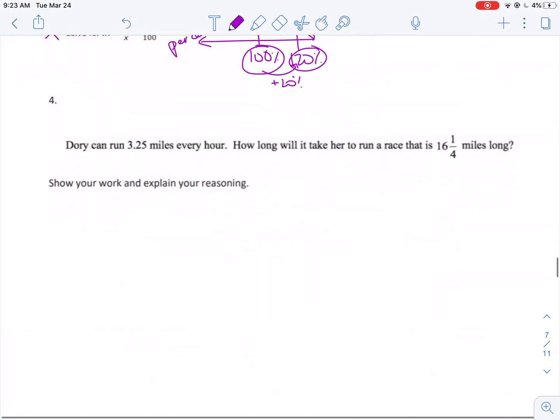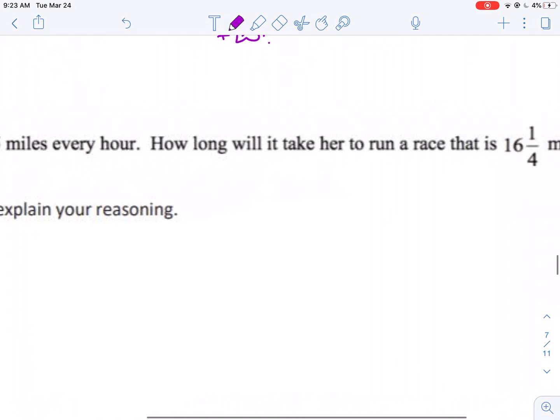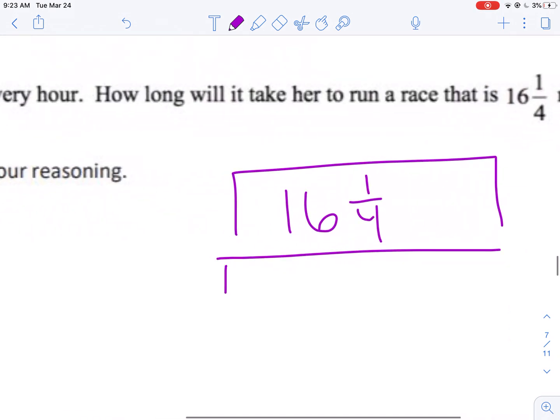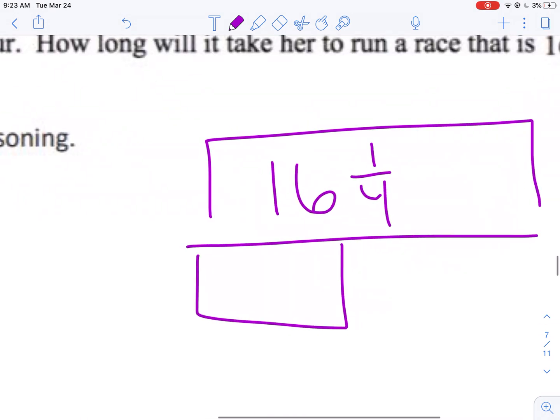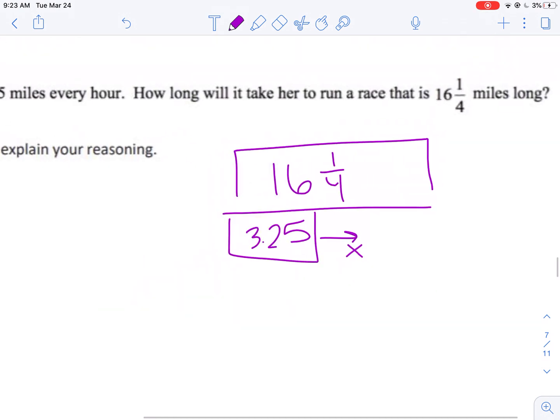Okay, Dory can run. How can Dory run? She's a fish. 3.25 miles every hour. How long will it take her to run a race that is 16¼ miles long? Well, we can make a tape diagram to represent this. We know that the total amount of the race is 16¼ and in 1 hour she runs 3.25, and we're trying to find out how many groups can you make out of that. Let's either convert both of them to fractions or both of them to decimals.